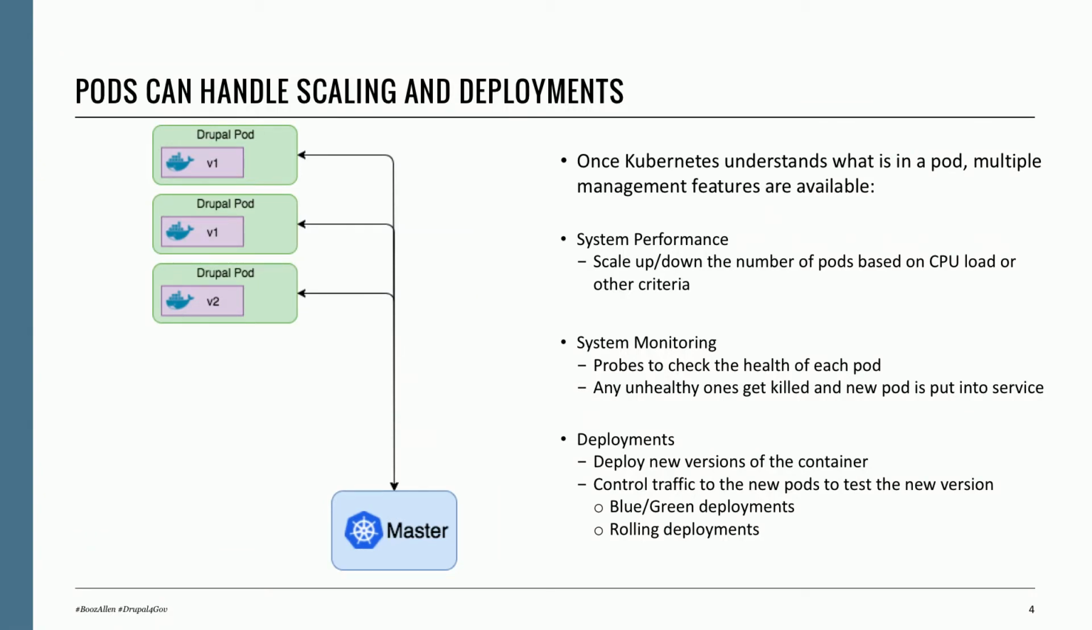And then deployments. You can deploy new versions of your container, and Kubernetes makes it easy. It just throws out a new pod, and it's running version 2 of my Drupal container, and it's fine. It's out there running side by side, and Kubernetes will control the traffic to decide when it should go to version 1, when it should go to version 2, and you have all of these deployment strategies that are just built into Kubernetes. You can do blue-green deployments.